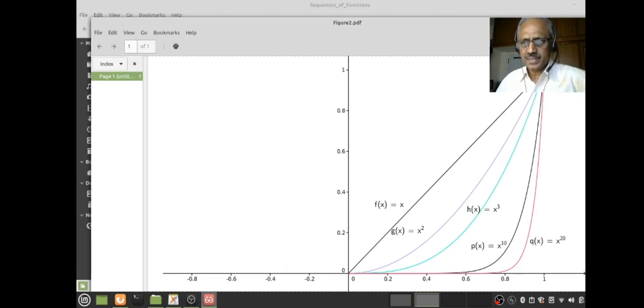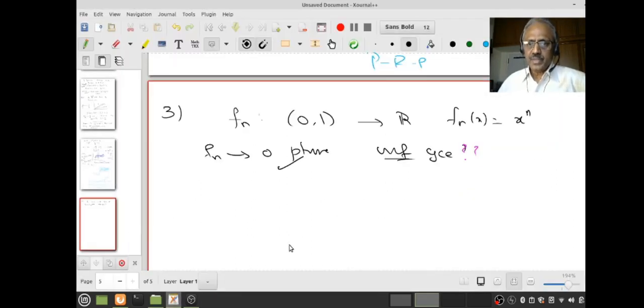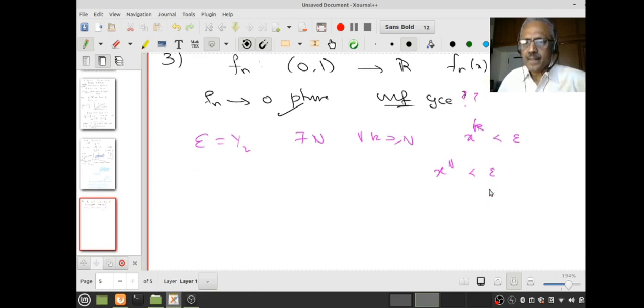So come back. What we have shown is that the convergence is not uniform. How did we do that? We said let epsilon equal to half. If it is uniformly convergent, there is an N so that for all k greater than or equal to N, |f_k(x) - f(x)|, with f(x) = 0, which is x to the power k, since x is positive, should be less than epsilon. In particular, x to the power N should be less than epsilon, that is half.